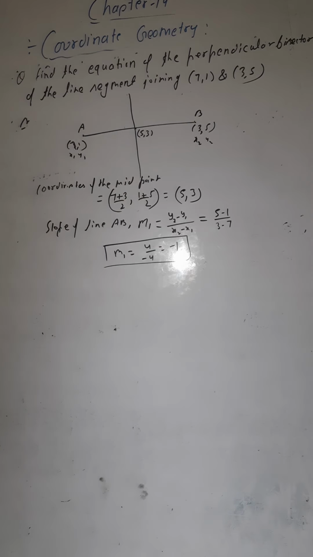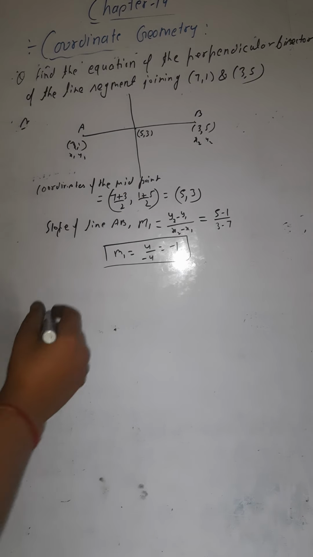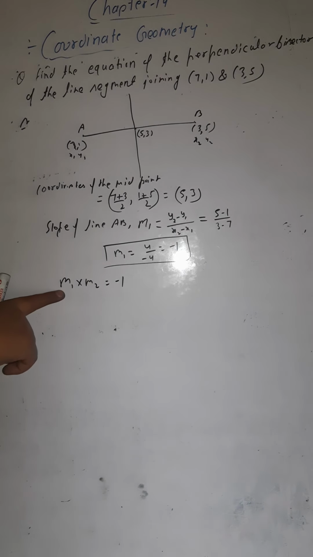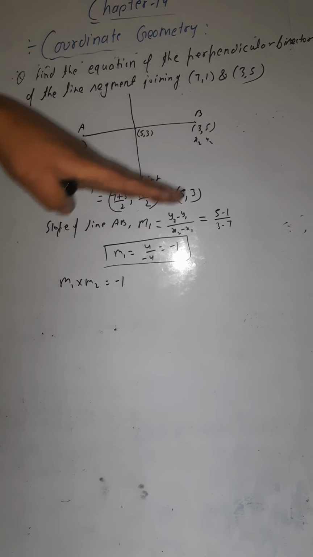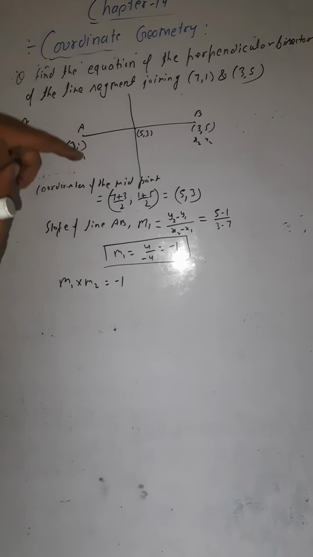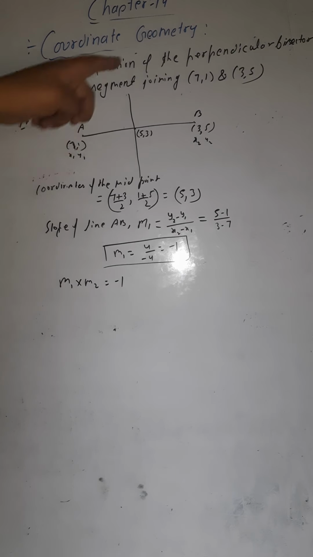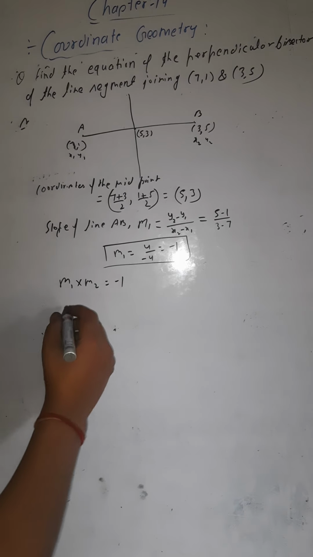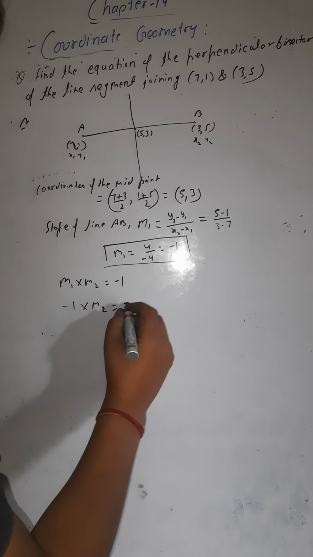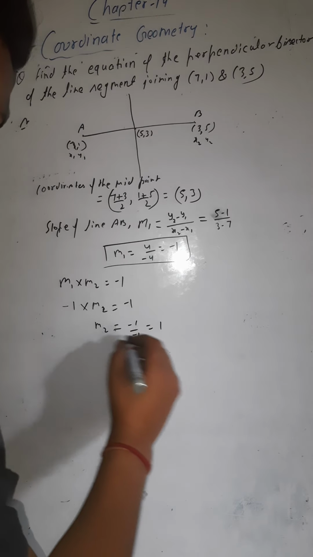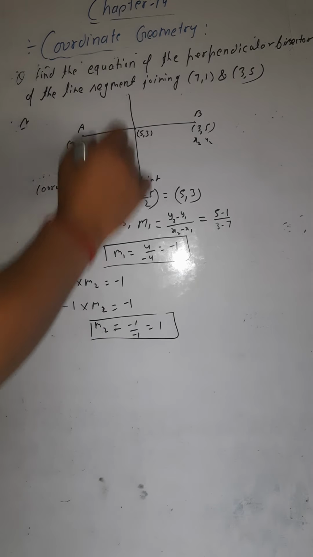To find the slope of the perpendicular bisector, we have a formula: M1 multiplied by M2 equals minus 1. If two lines bisect each other perpendicularly, the slope of the first line multiplied by the slope of the second line equals minus 1. The slope of the first line is minus 1, so minus 1 times M2 equals minus 1. So M2 equals minus 1 by minus 1, which is plus 1. So the slope of the second line is 1.